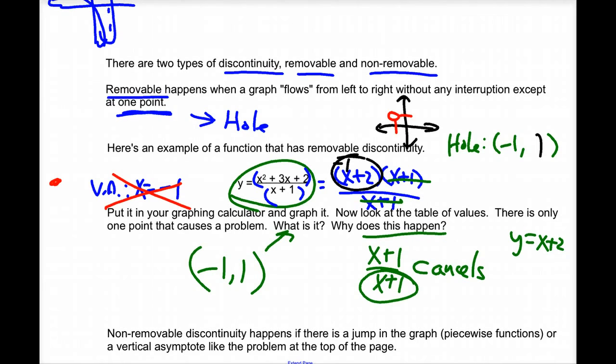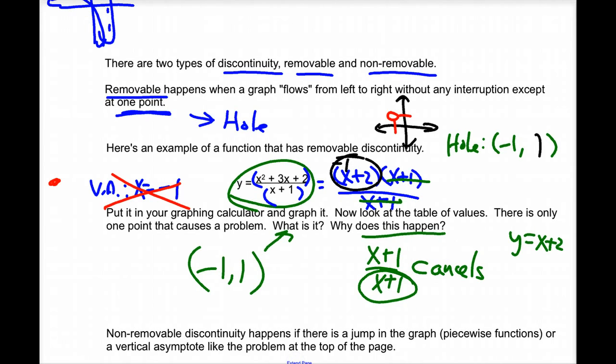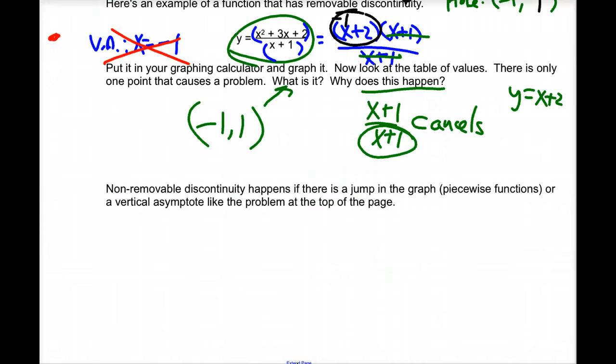Okay? Then I just go on to talk about non-removable discontinuity. That is when you have your vertical asymptote, that's non-removable. So vertical asymptotes. Also mention the piecewise functions. That's another topic. Piecewise is another example of where you would have to jump to get from one spot to the other sometimes. So those can have non-removable discontinuity as well. But for this chapter, we're going with vertical asymptotes causing non-removable discontinuity.